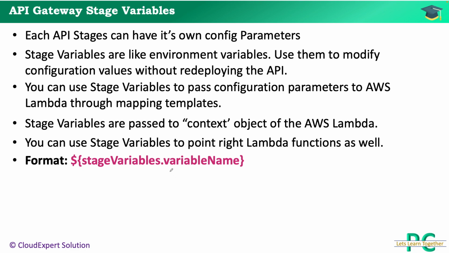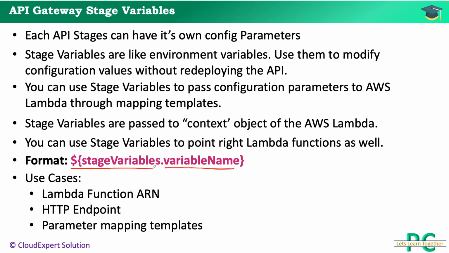Now this variable name, you can choose whatever name you want, but this part you should remember. This is the format you should use while you are using the stage variables, and we will see that in our demo today. But before that, let's see the use cases. As I mentioned, you can use stage variables to select or point to different Lambda functions, or for different HTTP endpoints, or even for parameter mapping templates.